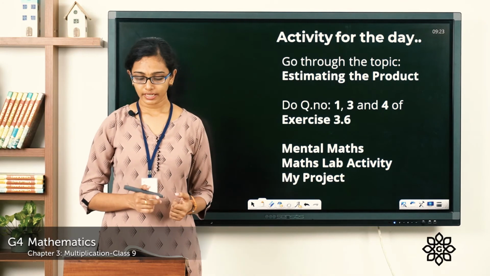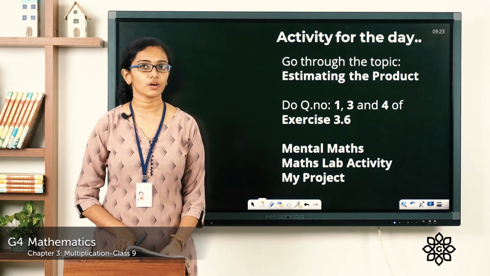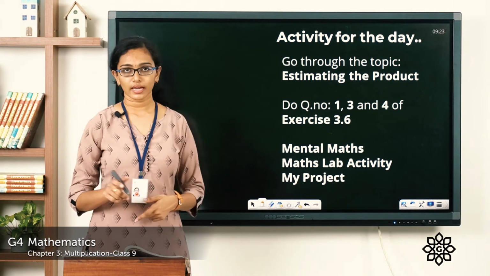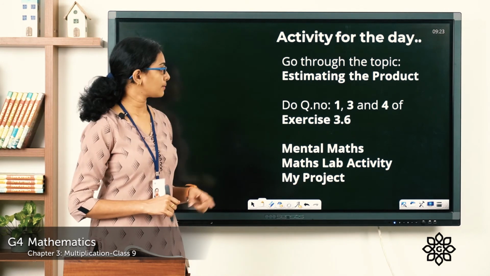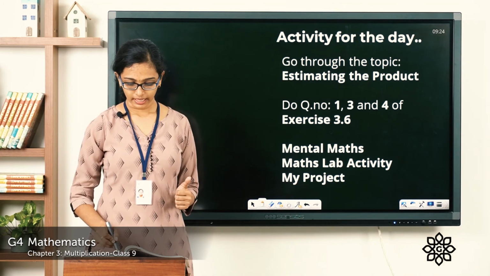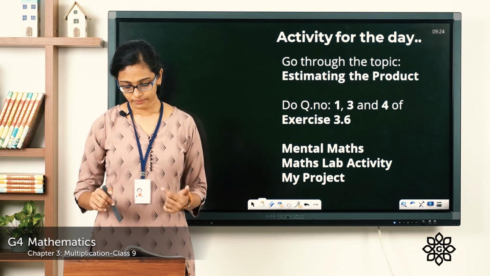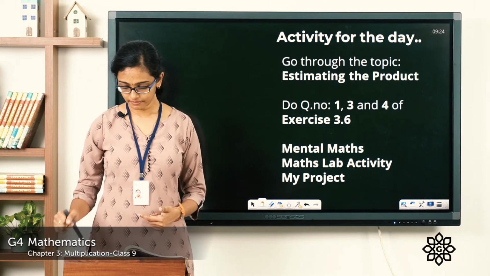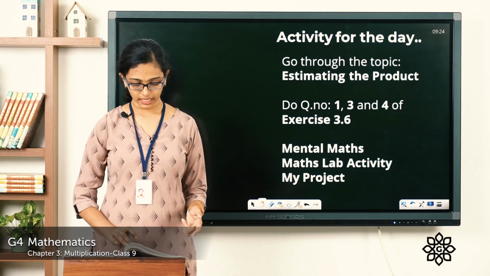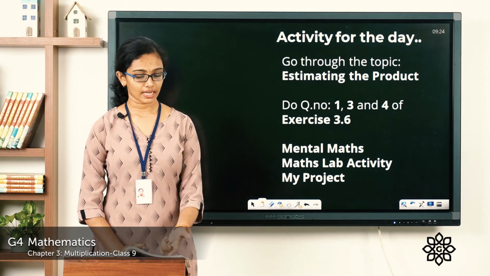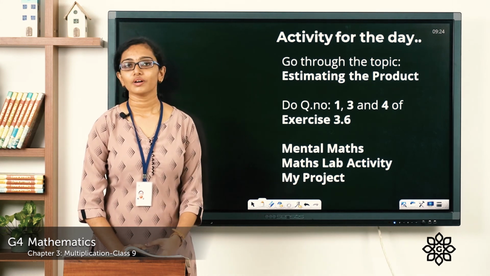So the activity for the day: you can go to the topic estimating the product on page number 47 of your textbook. Then move on to exercise 3.6 right below the heading, and you have to do question numbers 1, 3 and 4. Question number 2 we have already discussed in class. Then below that you can see the heading mental maths on the same page. Then turn to page number 48, you can see the headings maths lab activity and my project. Go through them as well and do accordingly.